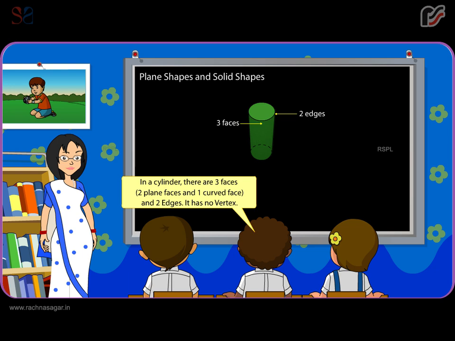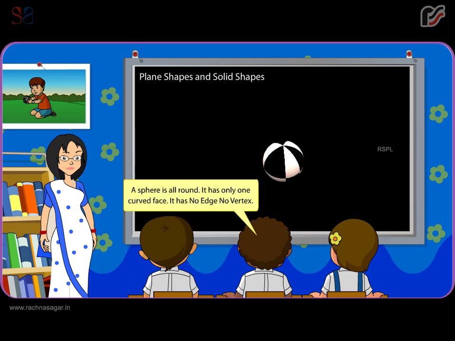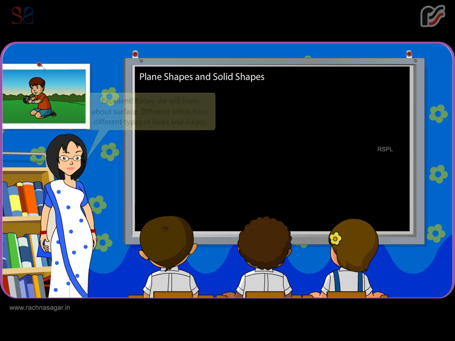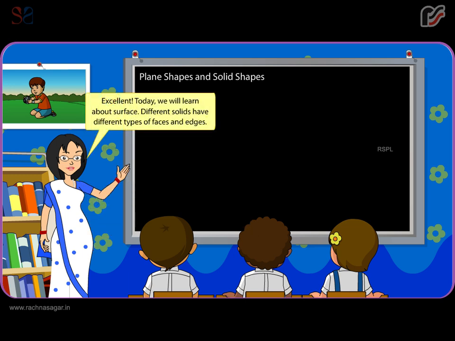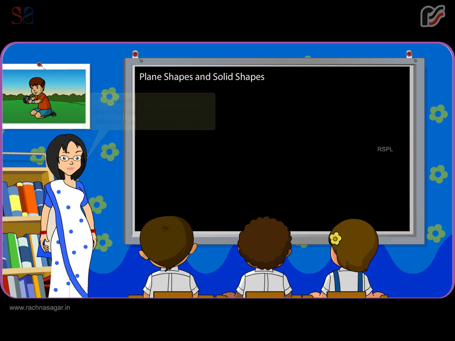It has no vertex. A sphere is all round. It has only one curved face. It has no edge, no vertex. Excellent! Today we will learn about surface. Different solids have different types of faces and edges.